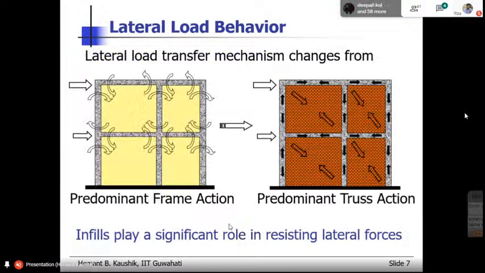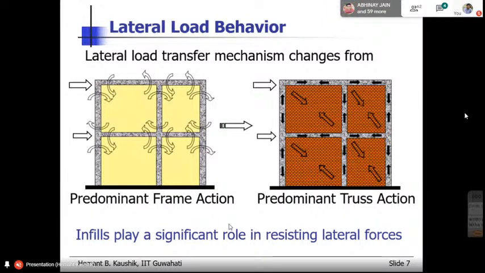Now here is the example of the multi-story frame. So if you have a bare frame in which there is no infill wall, you can see that the lateral loads acting on that bare frame are resisted by the formation of flexural actions, by the bending moments. So primarily the frame action resists the lateral loads. But as soon as you insert these infill walls in this frame, most of this lateral load is transferred through these infill walls as diagonal forces, as compression along the diagonal compression strut.